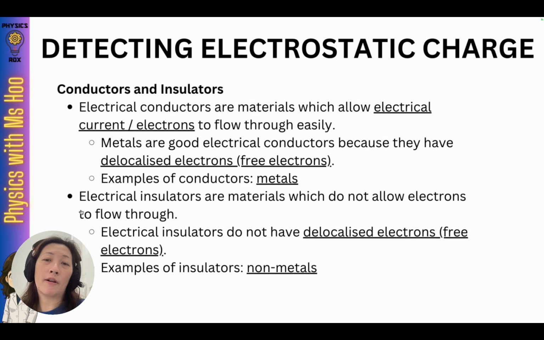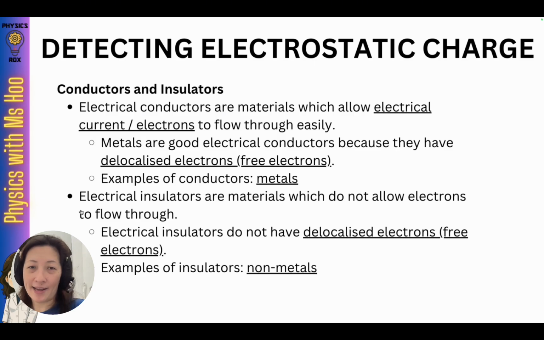Now let's talk a little bit more about conductors and insulators. Electrical conductors are materials which allow electrical current or electrons to flow through easily. So metals are usually good electrical conductors because they have delocalized electrons, or you can say free moving electrons. Examples of conductors are of course different kinds of metals, for example copper, gold, and so on.